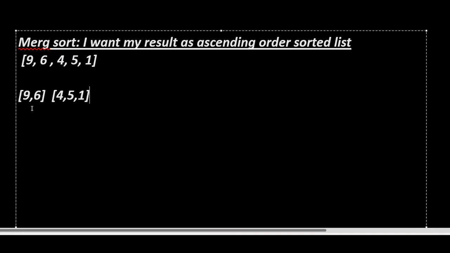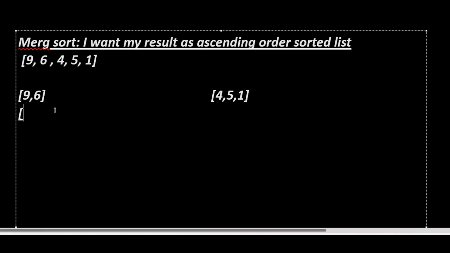Now further, before sorting between these two lists, I wish to sort the left list and then I wish to sort the right list. After finding the sorted lists, only then I'd like to merge these two lists. So first, to sort this list, I would like to again divide it into two sublists. The left sublist has one element and the right sublist has one more. So let us divide this again into two sublists.